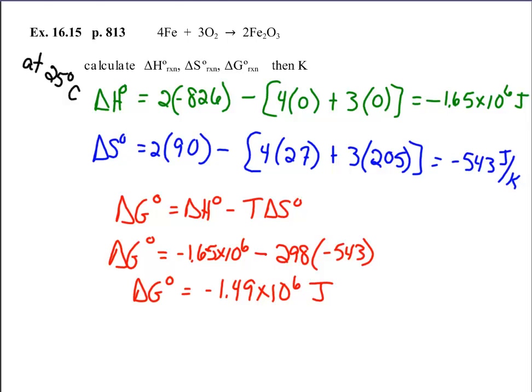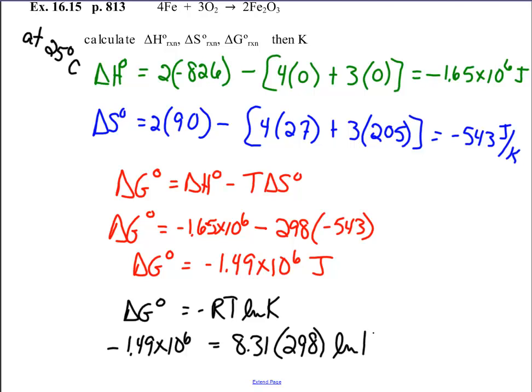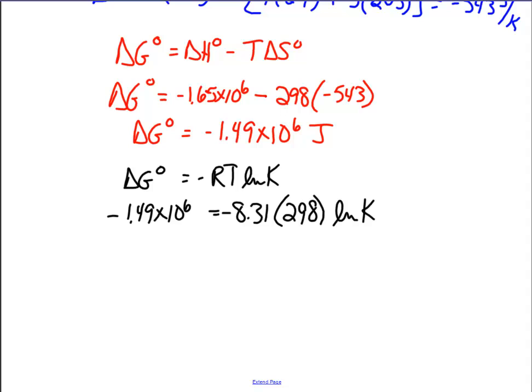Now I have to find K. From before, delta G0 equals negative RT ln K. So delta G is negative 1.49 times 10 to the 6. That equals negative R, which is 8.31, T is 298, ln K. Doing the algebra on both sides, I get negative 1.49 times 10 to the 6 divided by negative 8.31 times 298. I get a positive 601 equals ln K. Well, an easy way to do that is just to say K equals e to the positive 601. And then I'm done. And there's my equilibrium constant.